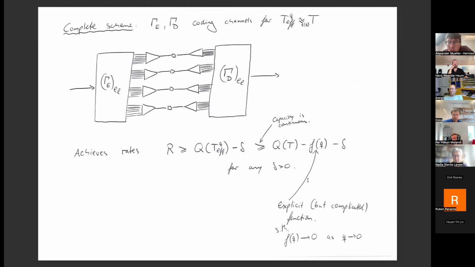It's a bit complicated, but for us it's important that it goes to 0 as Q goes to 0. So particularly if Q is small, then you can guarantee that you can get close to the quantum capacity of the channel, even in this noisy setting. Okay, so this is the ideal case. Let me mention in one slide what I have put under the rug here, because it's not as simple as this might sound.